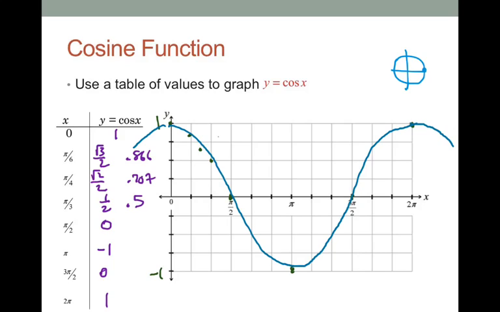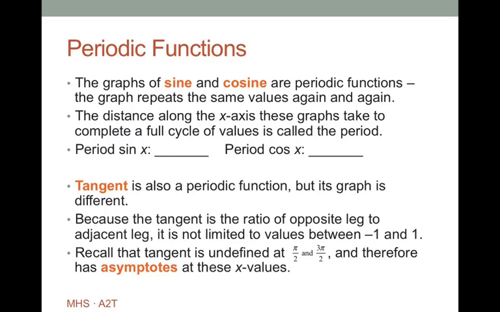I could continue it backwards and forwards because it's a periodic function. It's going to repeat. So whatever you just did is going to do it again and again and again. Okay. So sine and cosine are considered periodic functions. The graph repeats the same values again and again. Now, we talked about this before with a periodic function. The distance along the x-axis these graphs take to complete a full cycle is called the period.